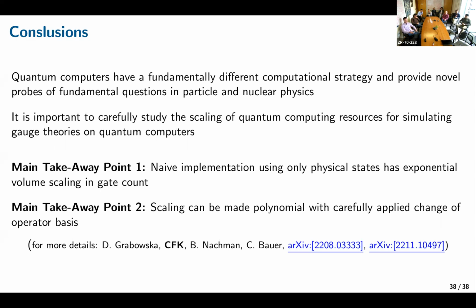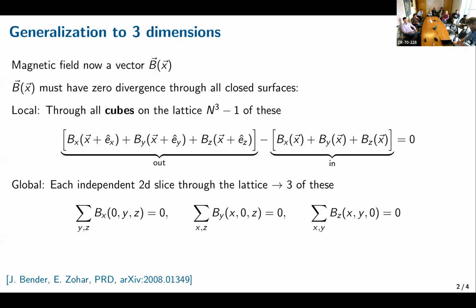Yeah, so for the number of dimensions, this has been worked out. You get different constraints on your magnetic field because it's now a vector and you have more closed surfaces. I'm glad you asked this because I had it as a backup slide. For 3 dimensions, the magnetic field is a vector and you need to make sure that it has 0 divergence through all independent closed surfaces on your lattice. So you also get this constraint on all of the cubes of your lattice that the sum of magnetic field out and in has to be 0. These are local-ish constraints on your magnetic field.